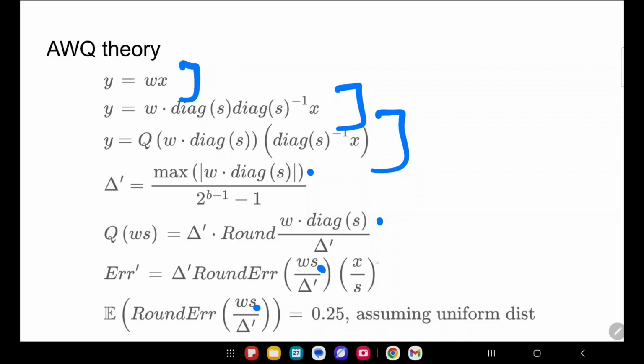Finally, we can give the error equation in this manner. We have just replaced w by w into s. Also, if w by delta is a uniform distribution, then the round error of ws by delta prime is also a uniform distribution, and the expectation of that will also be 0.25.